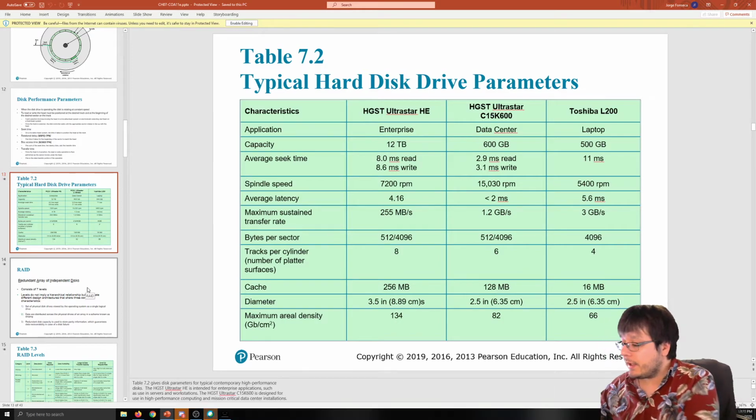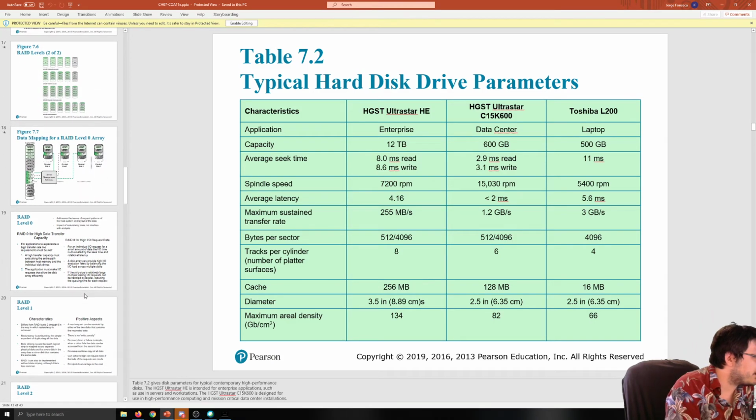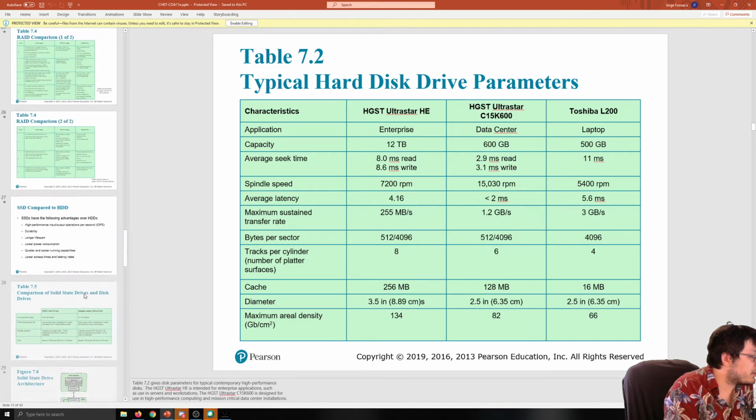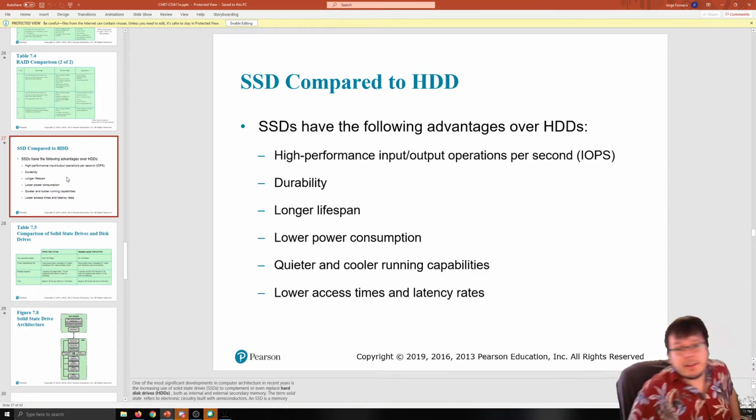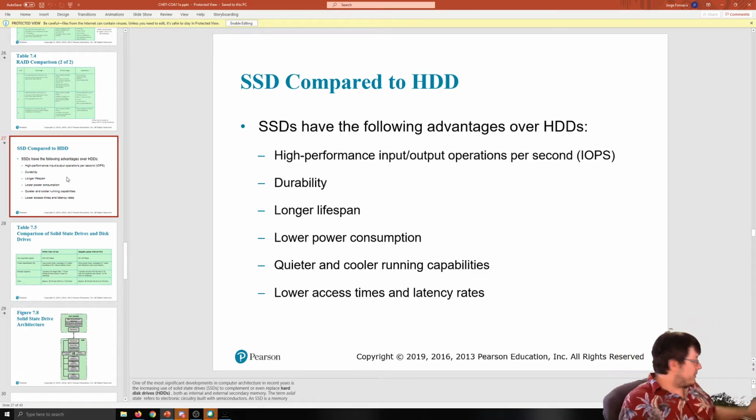Before I talk about RAID, let me go ahead and finish talking about the actual hard drive. So let's talk about solid state drives first, and then we'll come back to RAID. That way we'll finish the lecture on RAID. So let's talk about SSDs. SSDs are one of the greatest advancements, I think, in terms of computer speed in recent years. Although I think nowadays they've been around for a while actually.